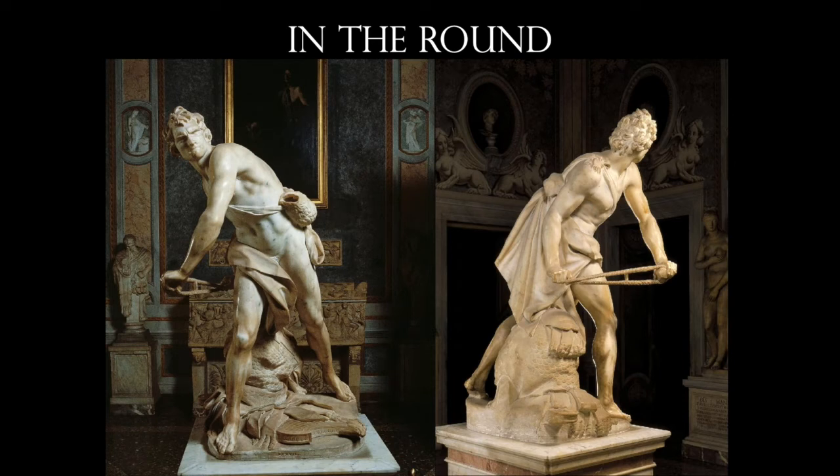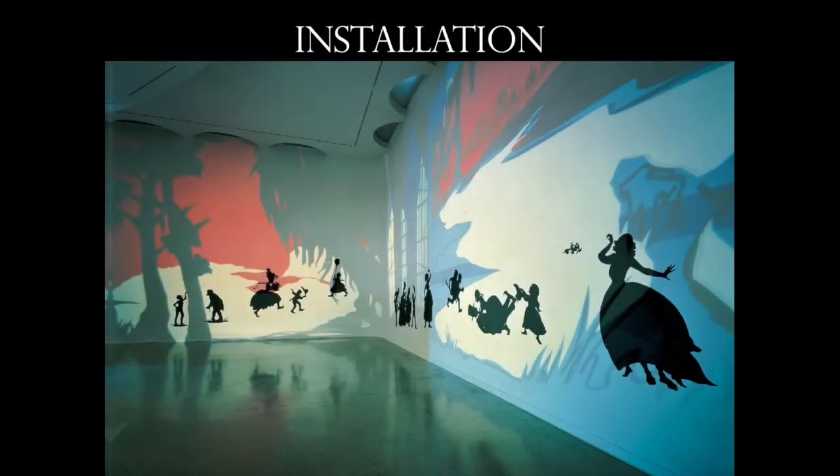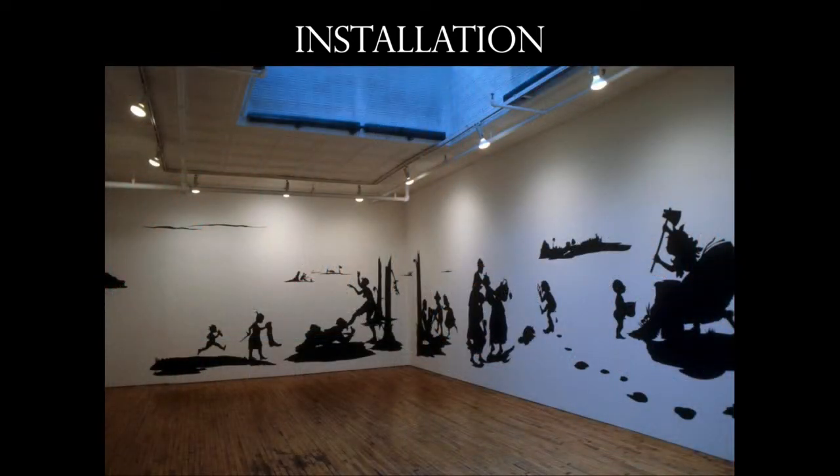Sculpture in the round is exactly as that sounds. It's sculpture that can be seen from all sides. It's meant to be seen all the way around. And then we have sculpture as an environment. And here there's two subcategories. There are installations and there's earthworks. So an installation can be either inside or it can be outside. And the idea is that there are multiple pieces here, but they're looked at as one art object. So they're kind of like an ensemble in a way.